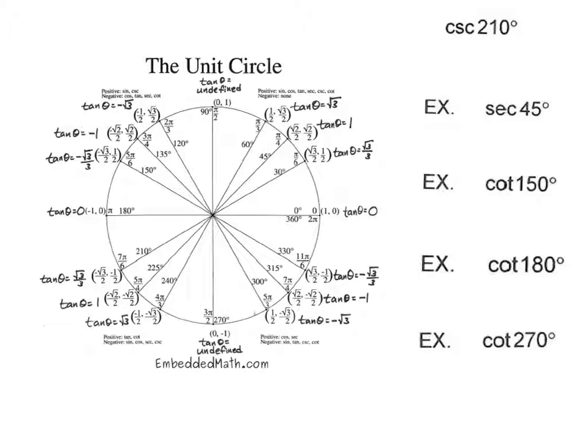Let's start with the cosecant of 210. So I go to 210 degrees. Cosecant is the sine flipped over. So if I find the sine at 210, that would be the second number in parentheses, negative 1/2. So I flip that over, and that gives me the cosecant at 210, negative 2/1, or just negative 2.